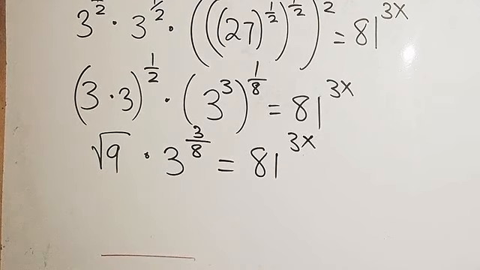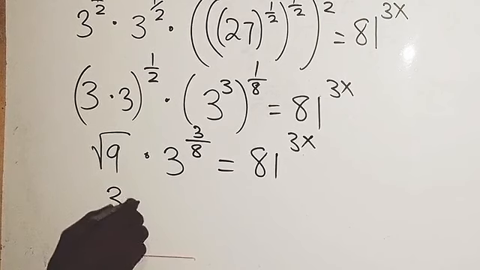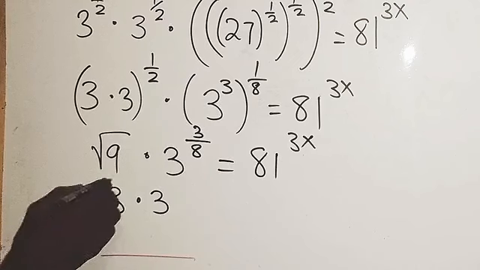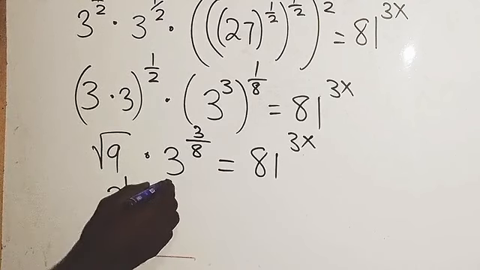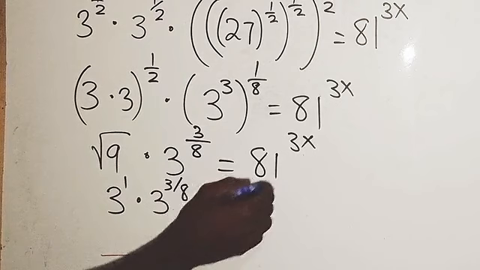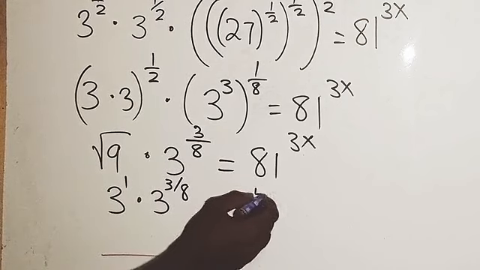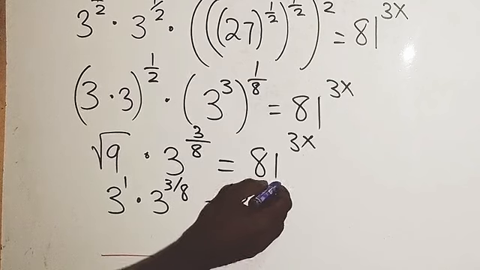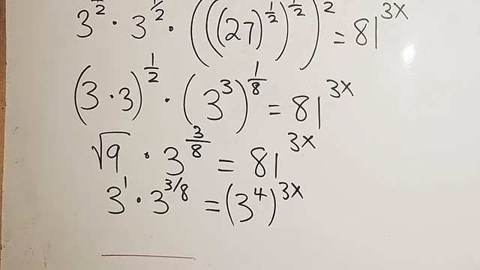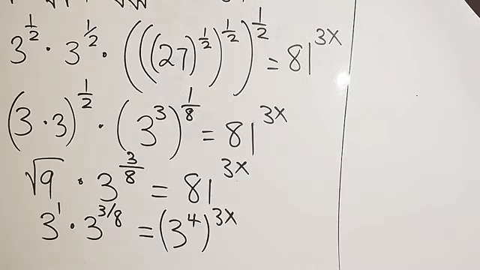So now from here, we have this to be 3 multiplied by 3, and you know that this is like raised to power 1, 3 over 8 equals, now 81 can also be written as 3 to the power of 4, right? Then 3x. Are you following? So now the next thing we are going to do is that here we're going to have 1 plus 3 over 8 from the law of indices, then 4 times 3, that's going to give us 3 to the power of 12x.